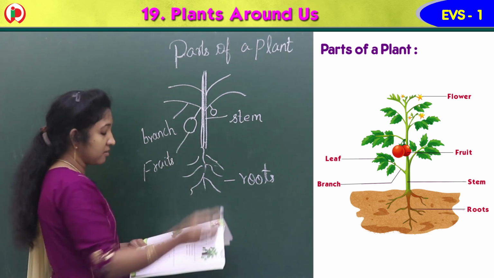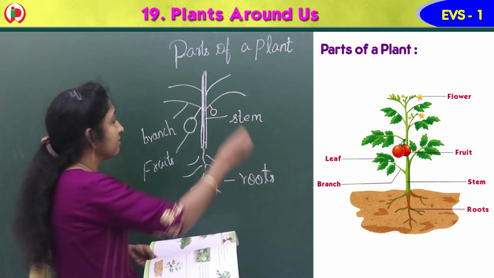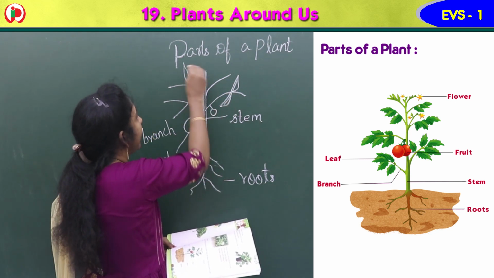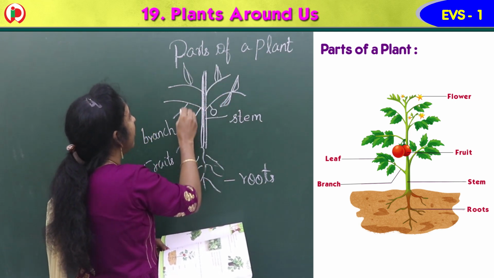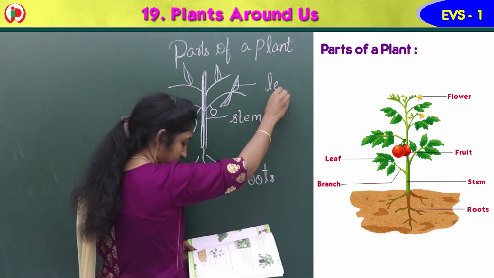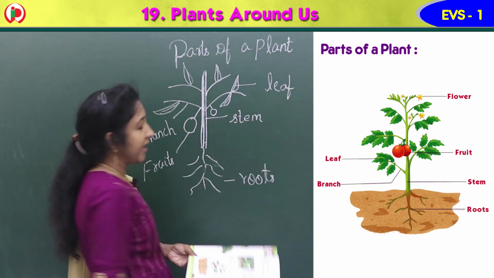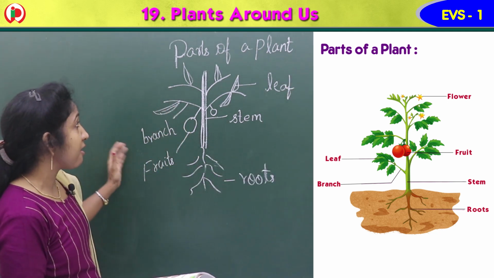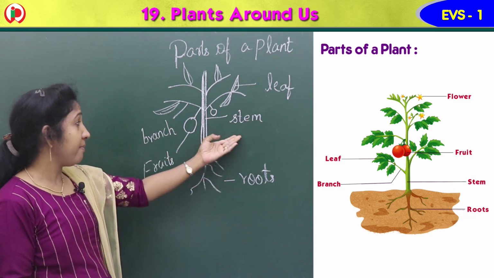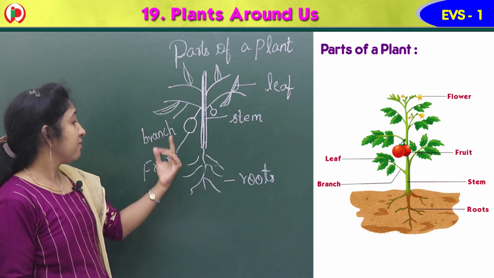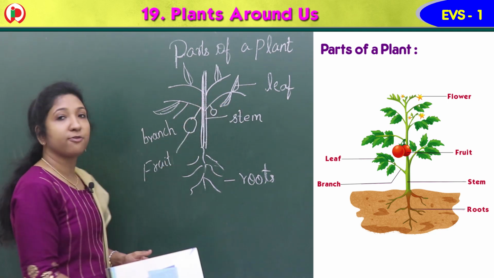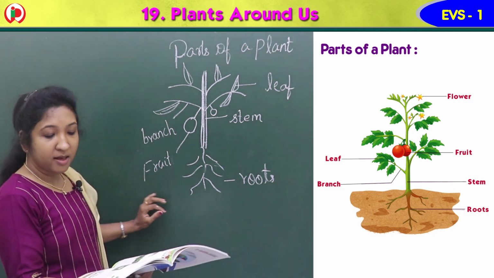Then leaves. Yes, leaves also we can see in the plant, isn't it? These are all leaves of the plant, leaf, L-E-A-F. So these are the parts of a plant: roots, stem, branch, fruit, then leaf.